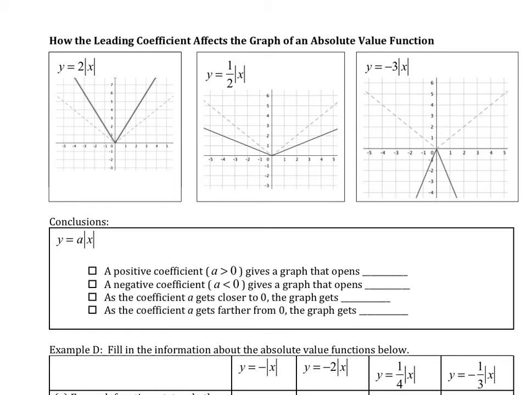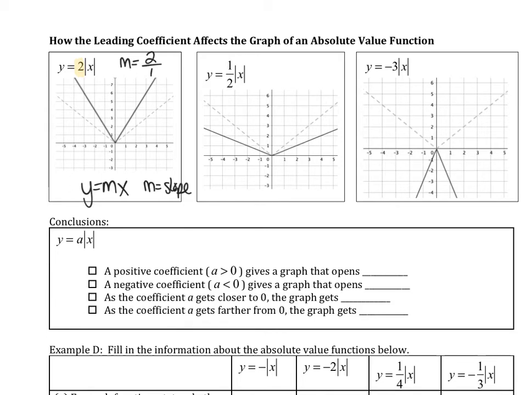All right, and in the last part of these notes, you're going to identify how the leading coefficient, the number that's out front of the absolute value, affects the graph. If you look at these few examples, in the first one, we have a 2 on the outside of the x. You might notice that it's similar to y equals mx. Remember, m is the slope. So in this particular one, our slope is 2 over 1.